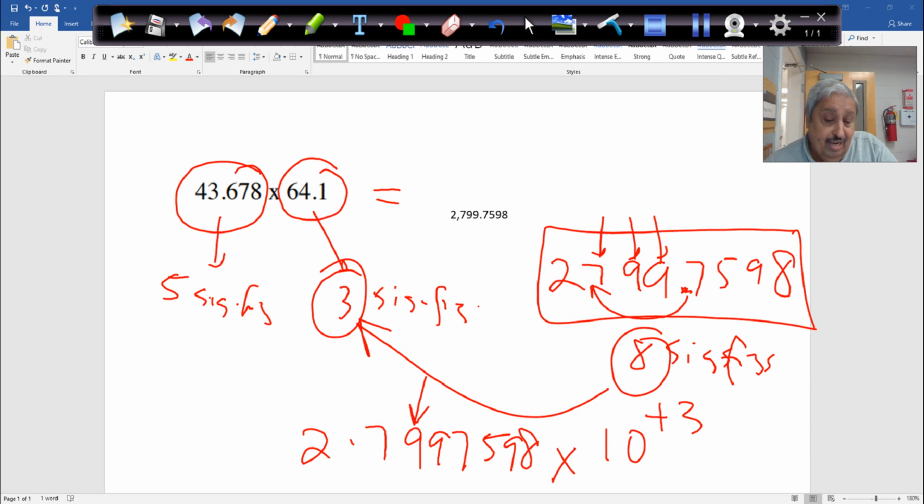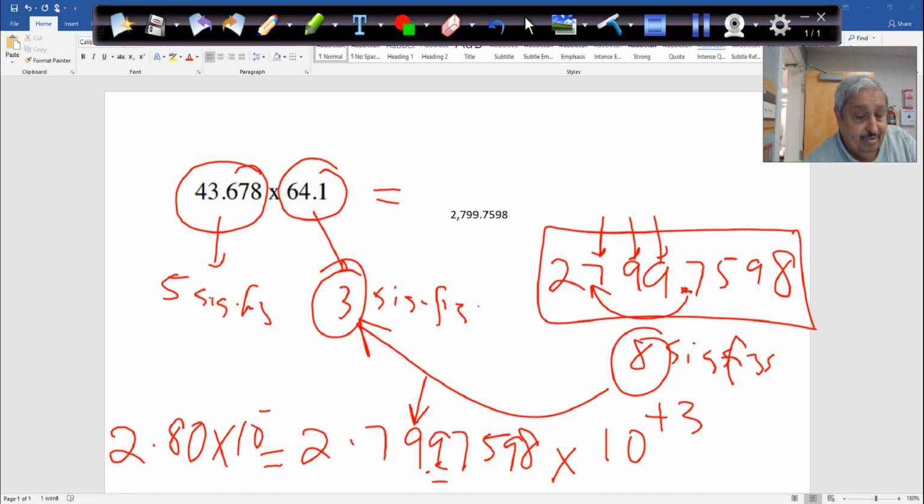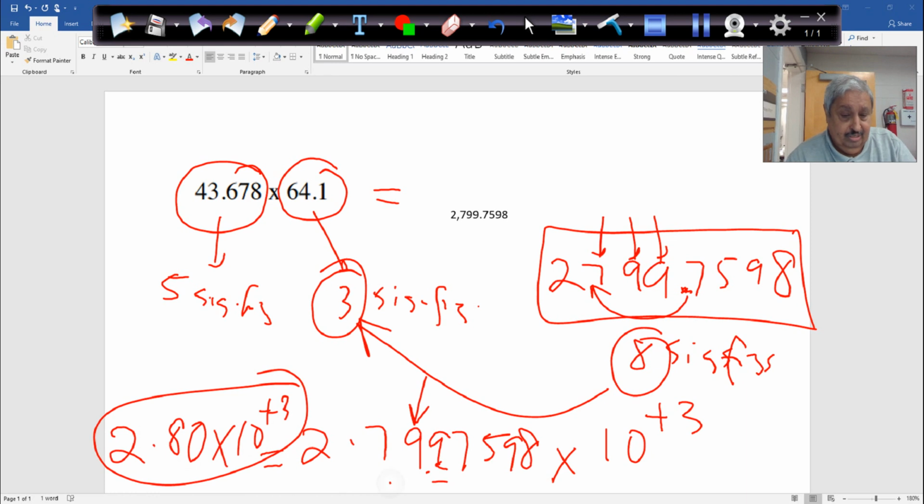Everybody's following? However, this is 9. 5 and above rounds up by 1. So this one is the whole thing. So the whole thing will be 2, 8, 0, times 10 to the plus 3. You understand my point? It's 279, correct? This is 9, and it rounds up by 1. The 1 will go to the 7. So 280 times 10 to the plus 3.